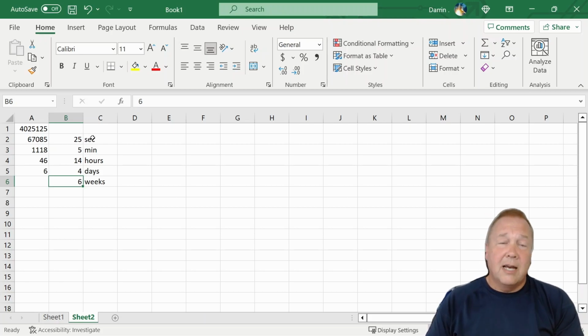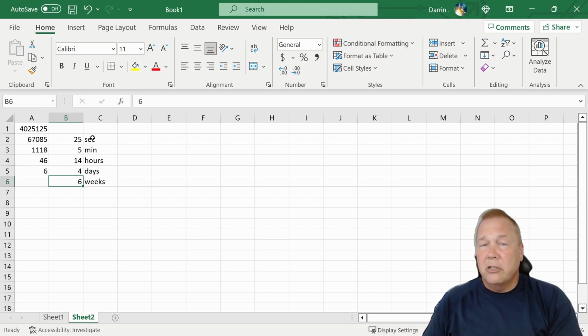You can do this with time. You can do it with distances, especially if you're not using metric, switching from inches to miles or kilometers to light years or whatever. There are lots of places where you can use the integer division functions, and that's really all there is to it. These are simple functions to use. They're quick, they're easy. They don't really change your data so much, but they do make it a lot easier to understand.